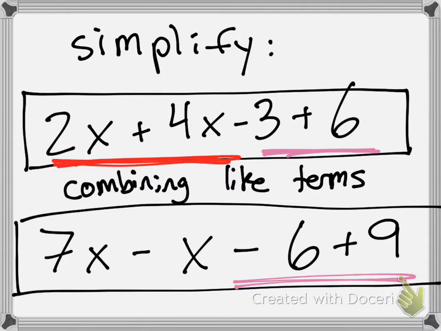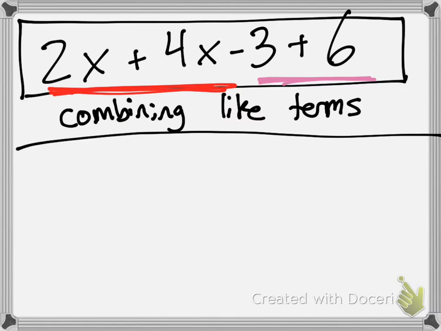Same with our bottom. These are both numbers, and these both contain the same variable. 7x. So what I want you to do is simply combine the color coordinated portions. You just combine them and solve. We combine the like terms. When we combine the like terms, what do we get? What do we get when we combine these like terms, Lucy?